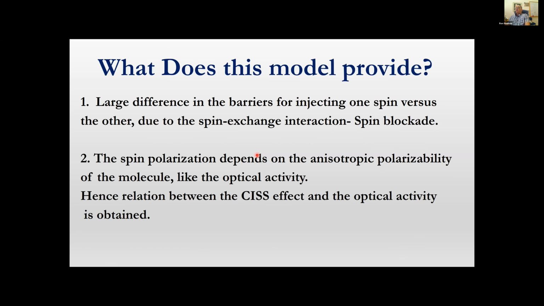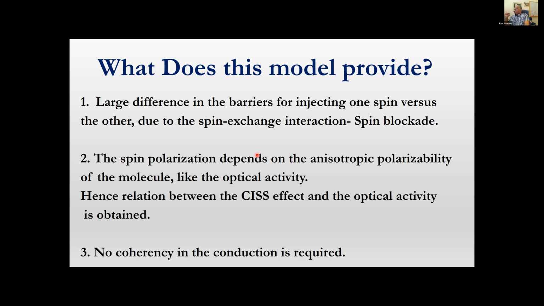Okay. The model that I just described provides two things. First of all, it gives us the large spin polarization we wanted because it gives us a different barrier. Secondly, the spin polarization depends on the anisotropic polarizability of the molecule. And the anisotropic polarizability of the molecule is exactly the same term that goes into the optical activity. Hence, we can understand now the relation between the CISS effect and the optical activity.